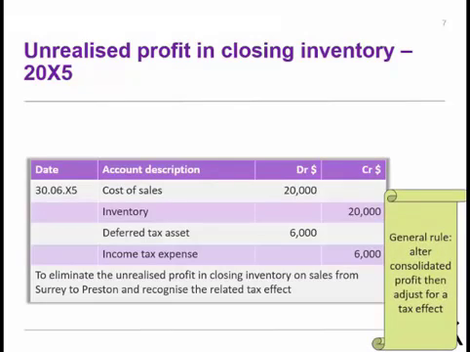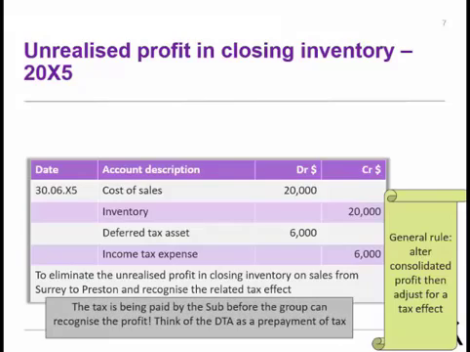I'm going to drop my income tax expense by $6,000 to match that reduction in profit of $20,000. So 30% of the 20 grand, I'm going to credit income tax expense. So a handy rule: when you alter consolidated profit, then make a tax effect adjustment. And I'm going to debit a deferred tax asset. So I like to think that the tax is being paid by the sub at an individual company level, but this happens before the group is able to recognise that $20,000 profit.